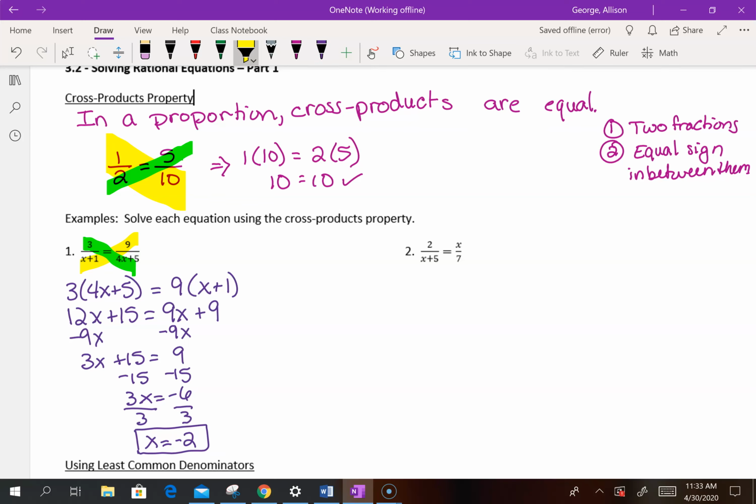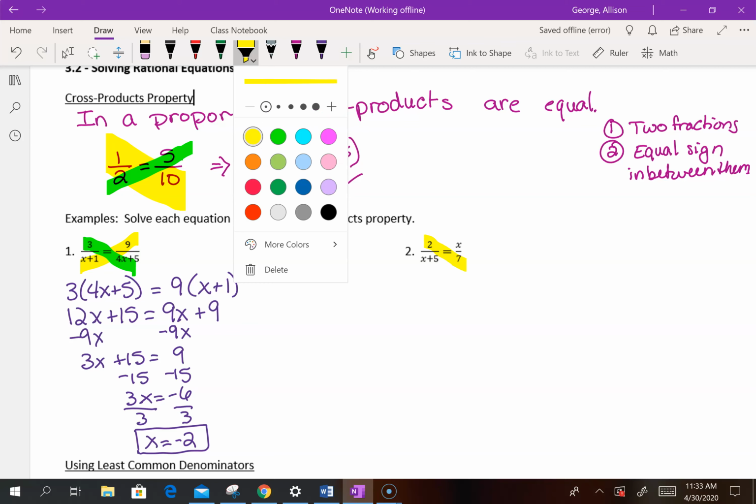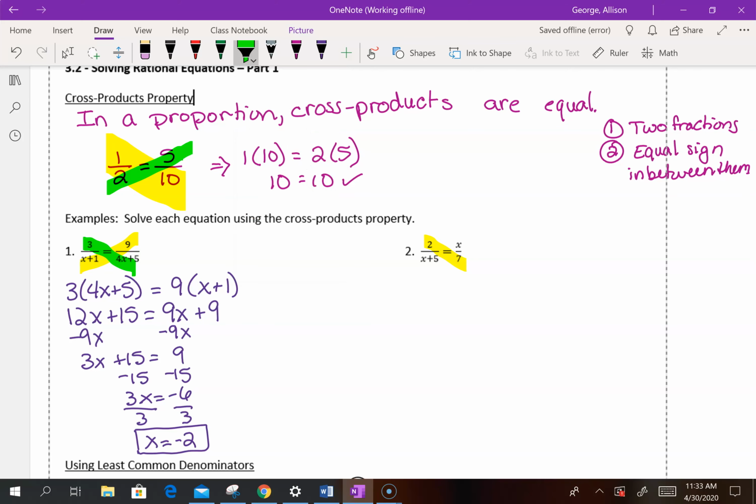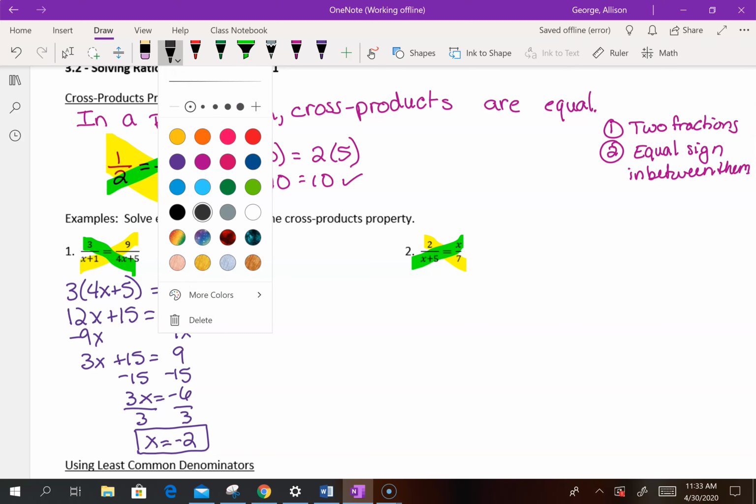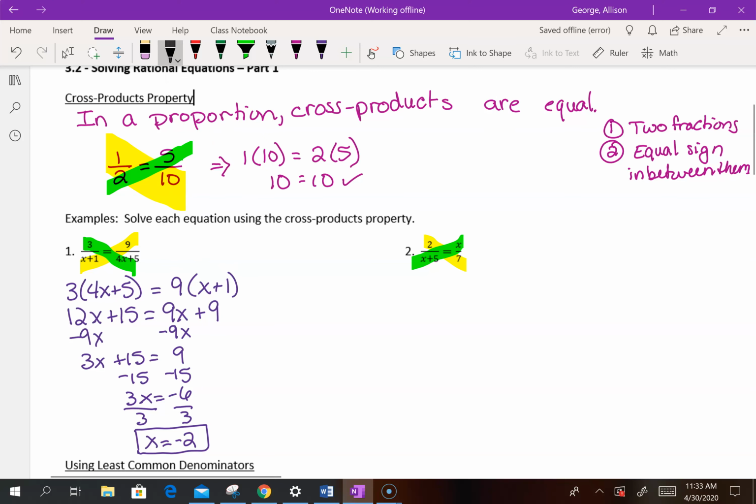Same setup. It's two fractions with an equal sign in between. So we can multiply 2 times 7, and then we can multiply x plus 5 times x. There we go. So that's going to be 2 times 7 equals x times x plus 5. So that's 14 equals x squared plus 5x.